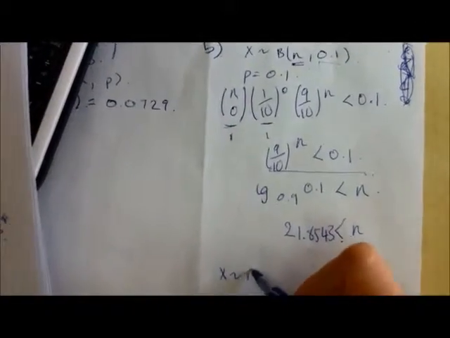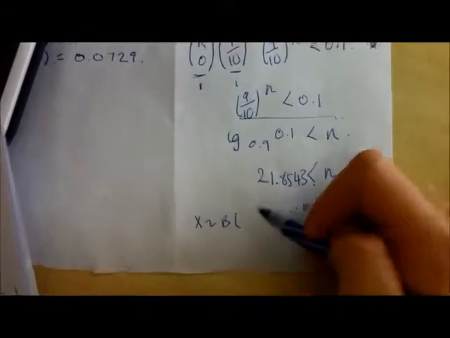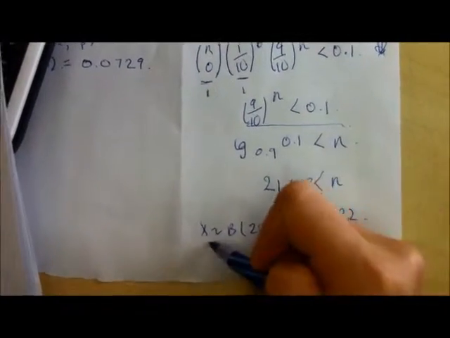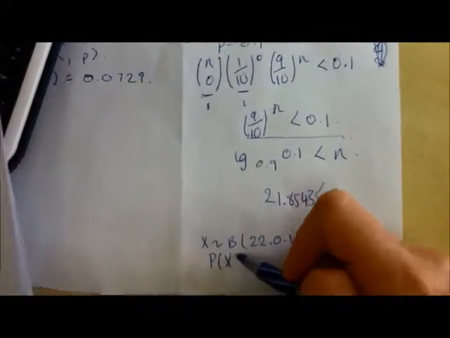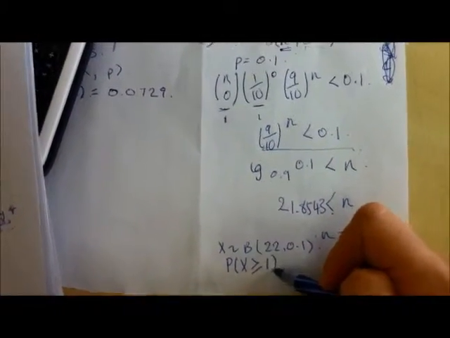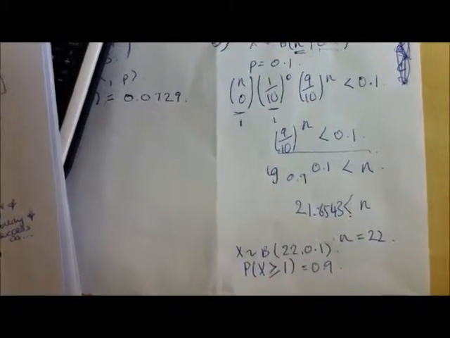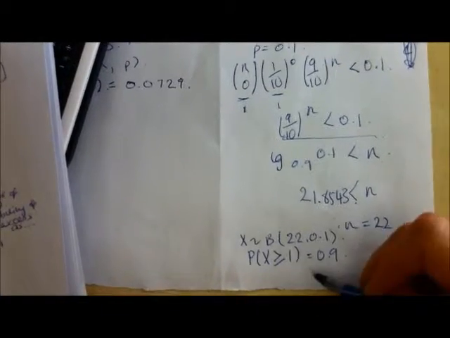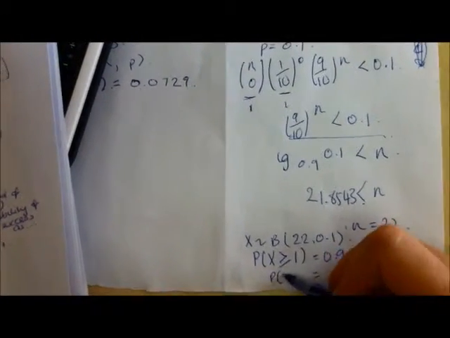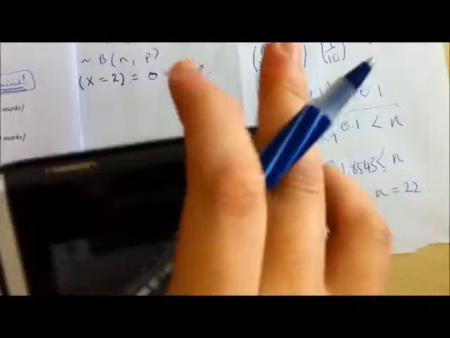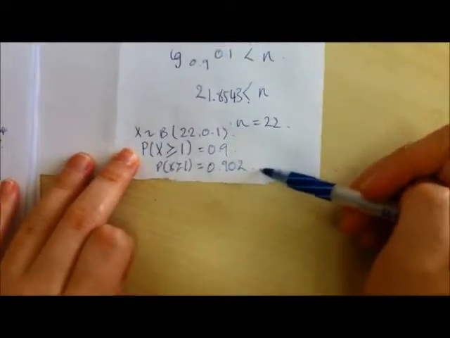Now if we put that back into the initial equation, we know that n is now 22. And so we have to find the probability of at least once exceeding 90%, which is 0.9. If we do that on the calculator, we get the value p is 0.902 using binomial CDF, which is this. So the final answer is 0.902.